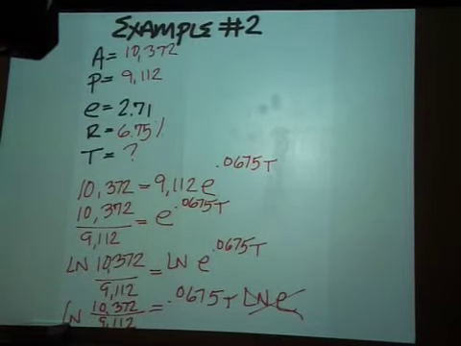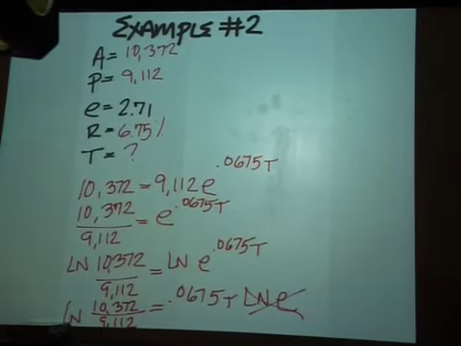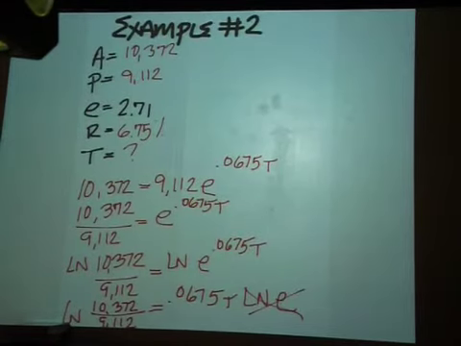So what we're left with in our calculator is the following. We need the natural log of 10,372 divided by 9,112. And whatever that is, we need to divide it by 0.0675 to come out with an answer of t equals 1.92 years.